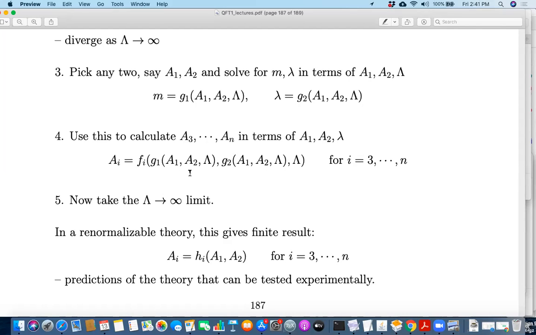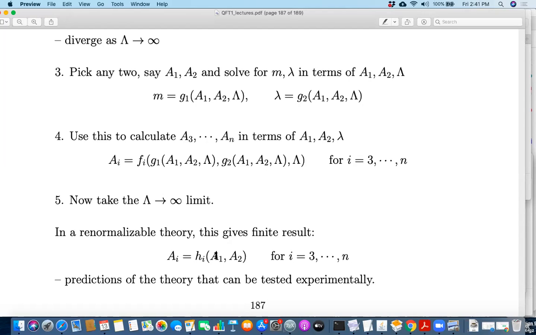No, they are not infinities. That's the point. Now, if you take the lambda goes to infinity limit, these are finite functions. The infinities cancel. If there are infinities, then of course you cannot do anything, right? But see, you look at this. Here there's no lambda, right? I have already taken the lambda goes to infinity limit. So here everything is finite. The HIs are finite functions.